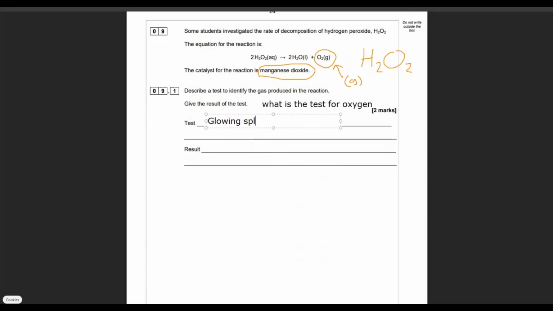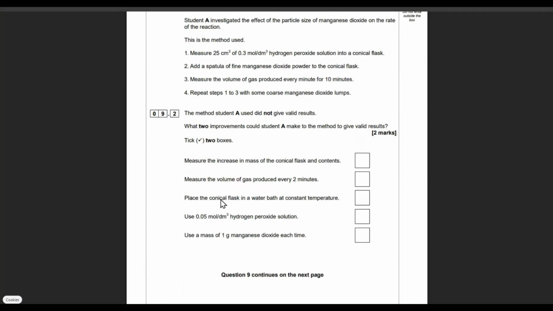So it's asking you what is the test for oxygen. You could pause the video and have a go if you want, or you could just watch me go through the answers. So you're going to use the glowing splint. You light a piece of wood in the Bunsen burner, you blow it out like that, and then you put it near where the oxygen gas is coming out and it relights. So relights a glowing splint.